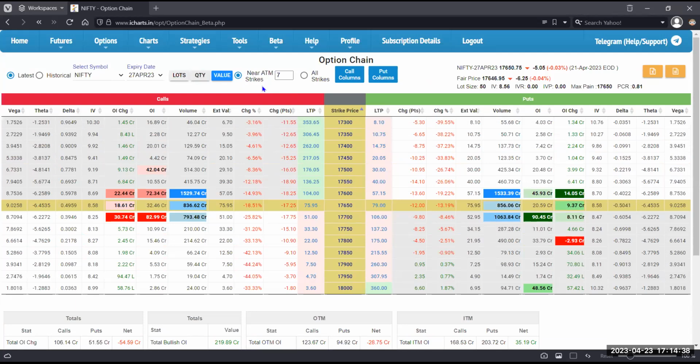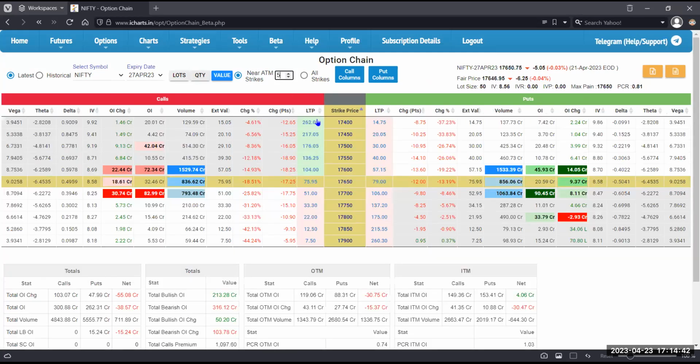And then we also have now near ATM strike, so you can click over here and just view only 5 strikes in and out of the money. If you want, all strikes are there. And here now lots of columns have got added.